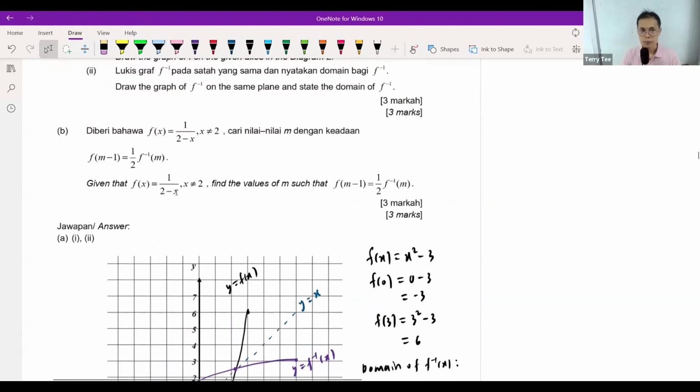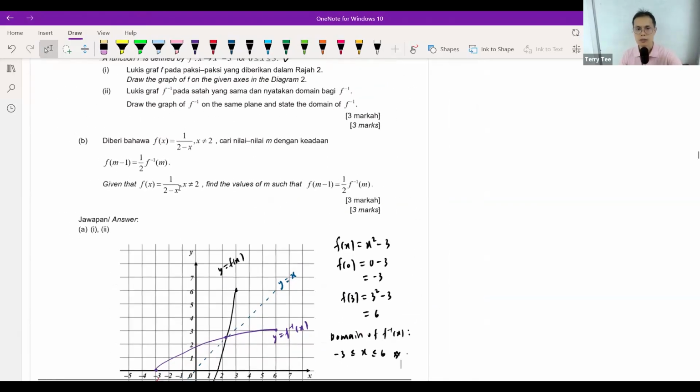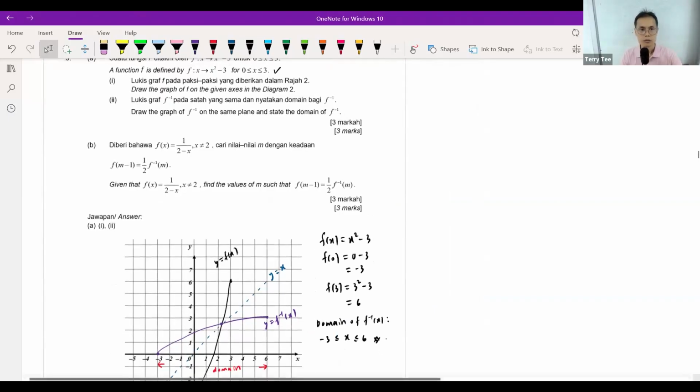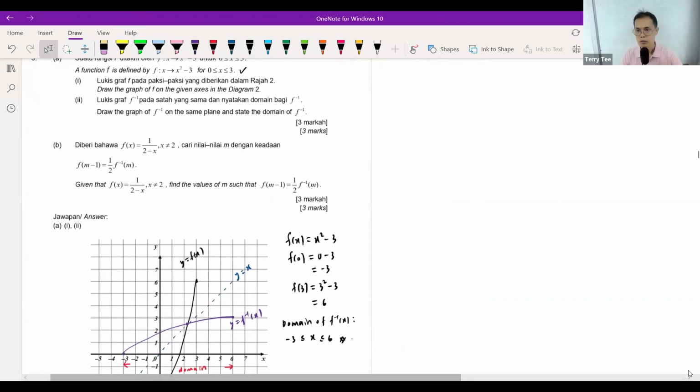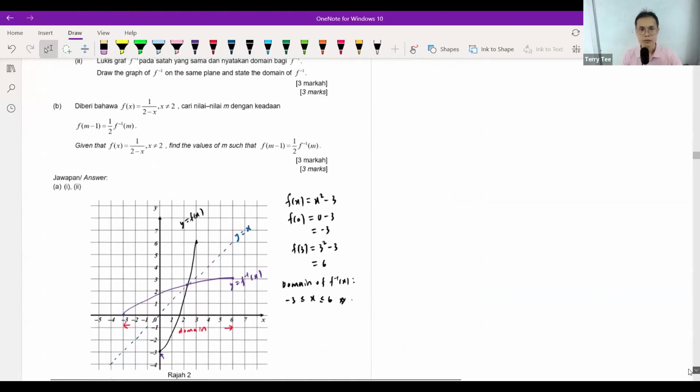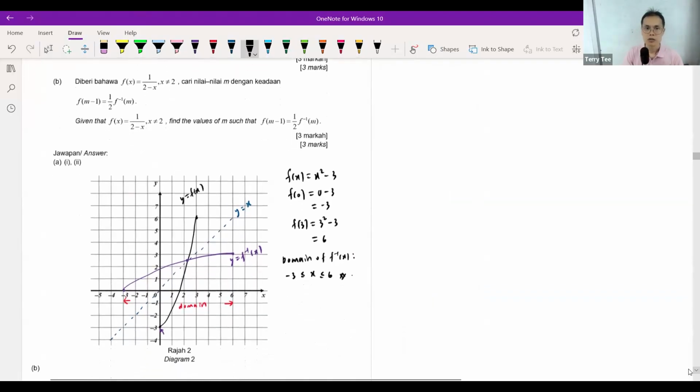Now, moving on to part B. I'm going to write on the side here, and zoom out a bit around this side. So we are finding the value of m, given that f(x) is 1/2 minus x, and f of m minus 1 is half of f inverse. Most people would inverse the function, so in this case I'll just inverse the function. Actually, it can be done without inversing a function. Anyway, let us find out what is f inverse.